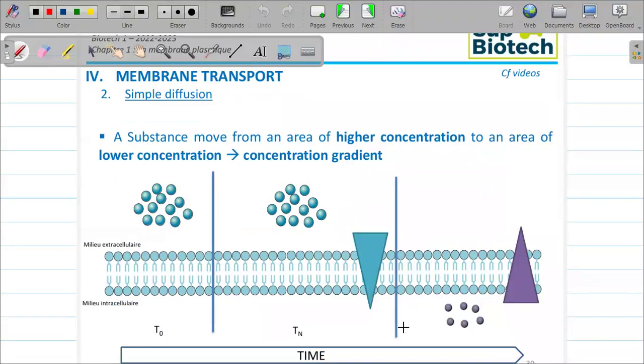Simple diffusion, I told you. In simple diffusion, the molecules are able to move from higher concentration to a region of lower concentration, along the concentration gradient. This is the extracellular fluid and this is the intracellular fluid. We're going to call them ECF, extracellular fluid, and ICF, intracellular fluid.